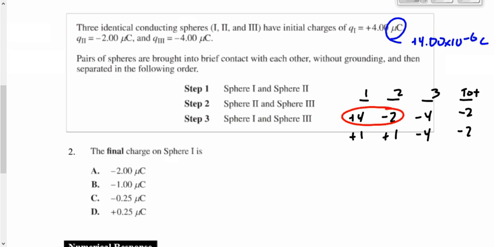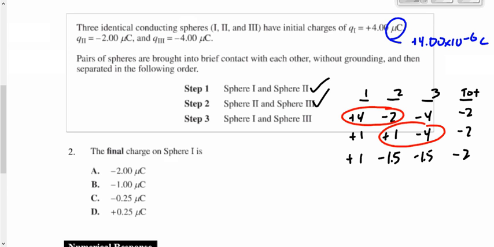Now it says 2 touches 3. 1 and -4 gives me -3. Divide that by 2, it gives me -1.5 and -1.5. Add those up, gives me -2. Okay, so far so good.